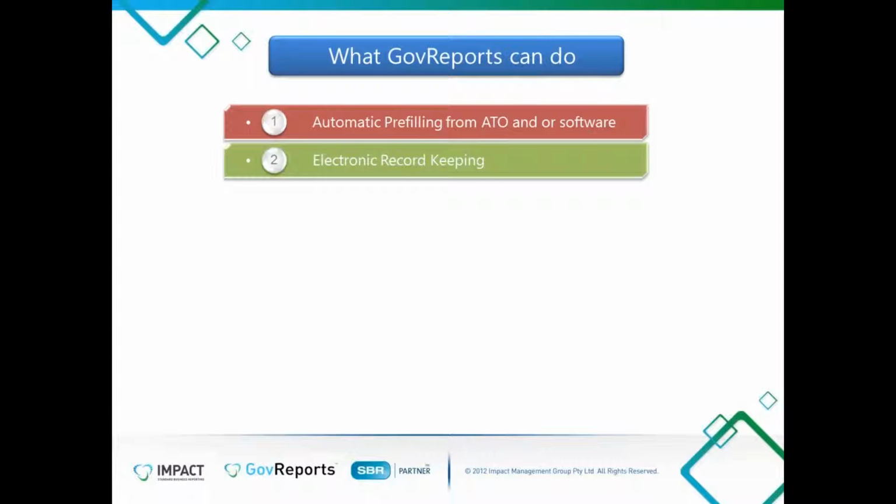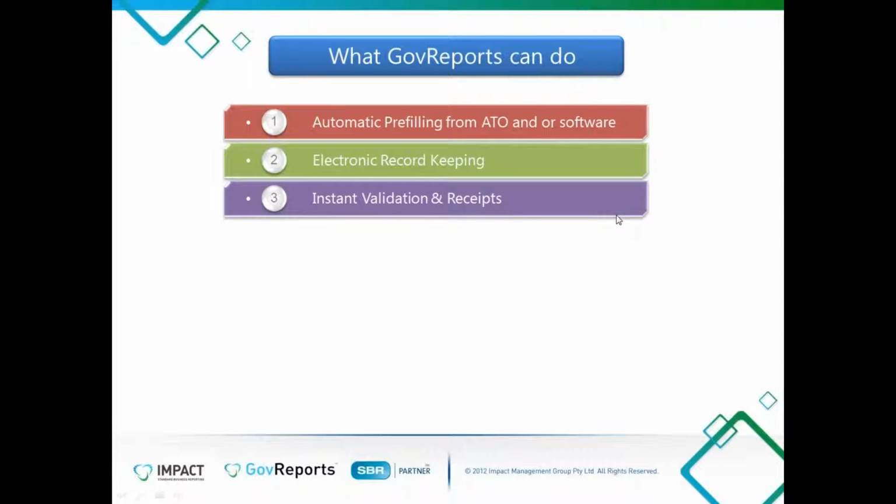Electronic record keeping is another benefit of GovReports. Unlike paper lodgement, all your lodgements with GovReports can be recorded in one place. And if you are an agent, all your clients' reporting and lodgements will be accessible from GovReports. Once you've lodged with GovReports, you get instant validations and receipts to prove that you have lodged, and the time and date that it was accepted by the ATO.